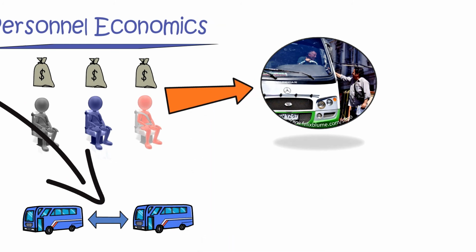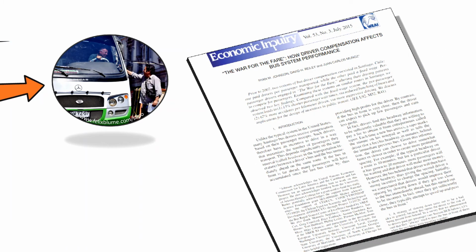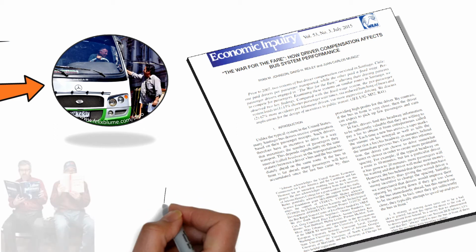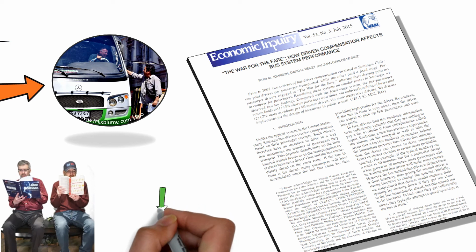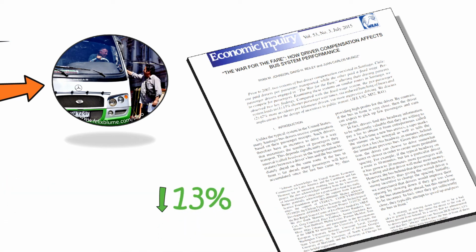An academic article was inspired by this practice and collected data on whether bus drivers were paid hourly or per passenger and connected this to passenger waiting time. The authors estimate that per passenger compensation reduces the average waiting time by 13% compared to when bus drivers are paid a fixed wage. This is exactly what a personnel economics approach to analyzing bus bunching would predict.